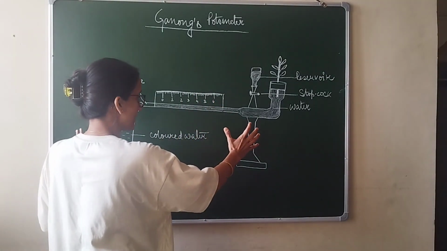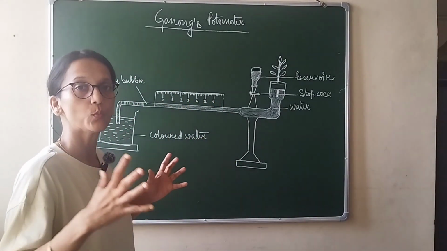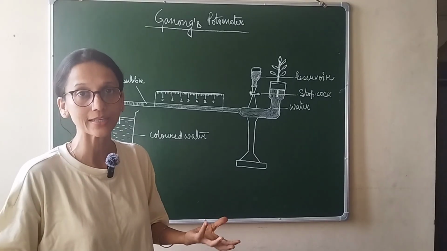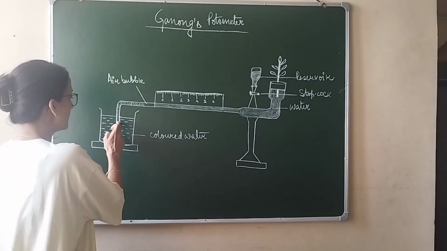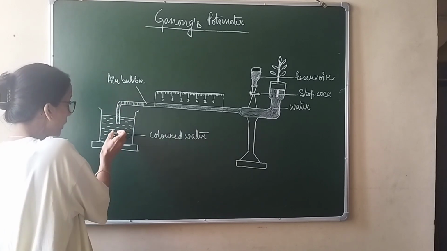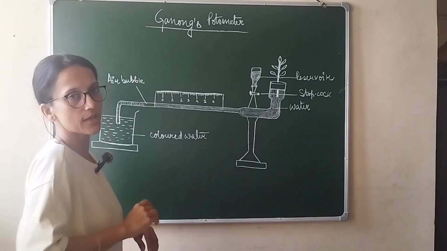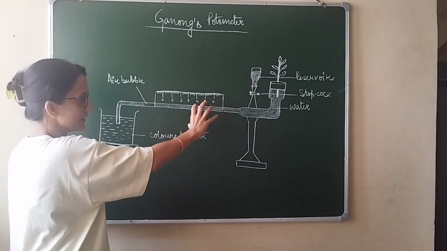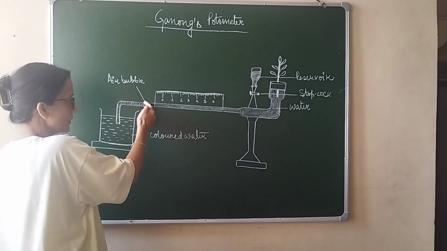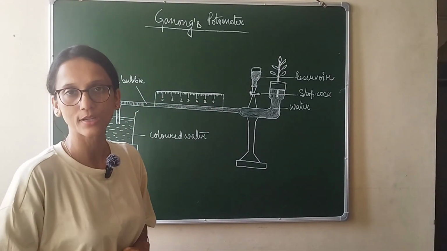Now you keep this setup in a place which is well lit, with enough sunlight, and observe what's going to happen here. You will observe the movement of the air bubble along with the colored water into the capillary tube. Now what is causing this? Because once we started this, you cannot expect the colored water to just enter into the capillary tube like that.